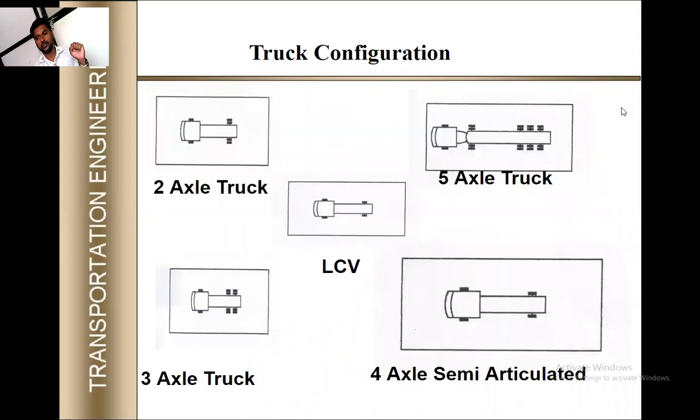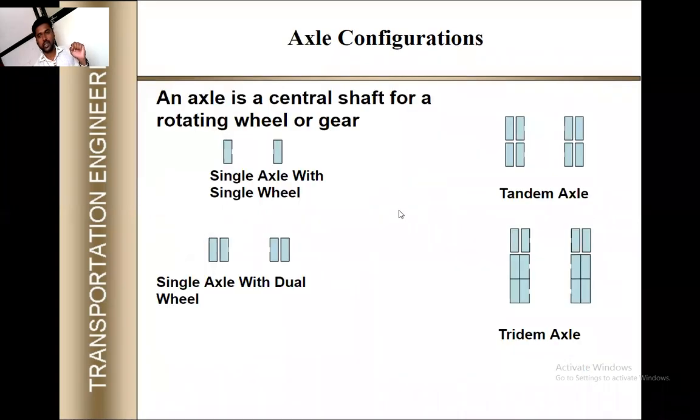So this is the truck configuration: 2 axles, 5 axles, 3 axles, 4 axles. You can see it in this figure. You can also see in this figure. Please draw these figures for the axle configuration. You should know how the axle configuration is.